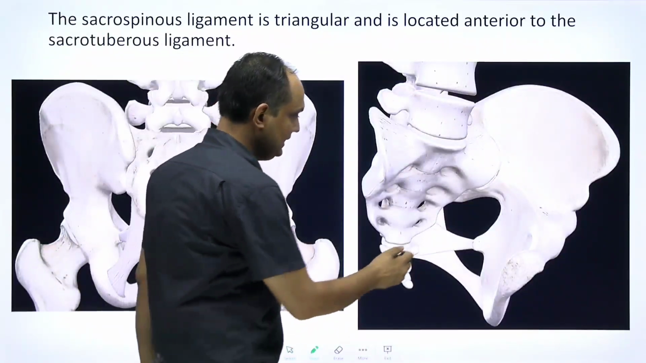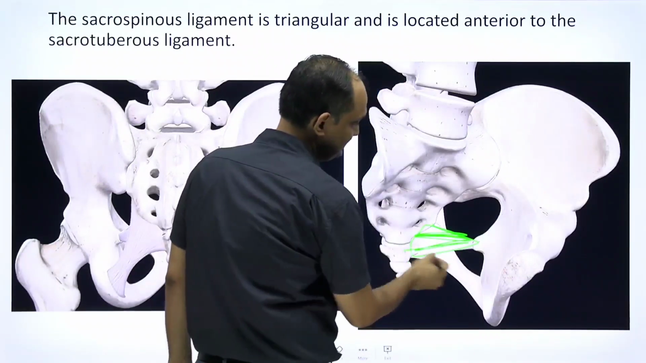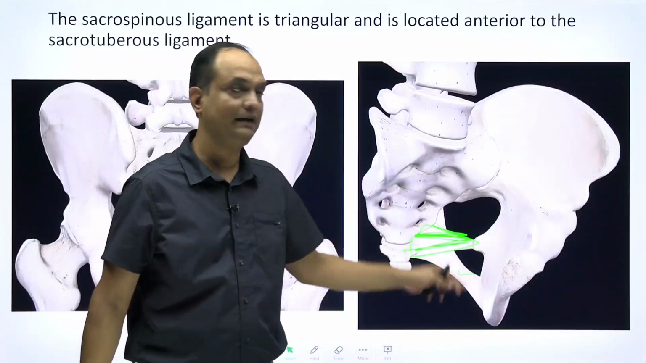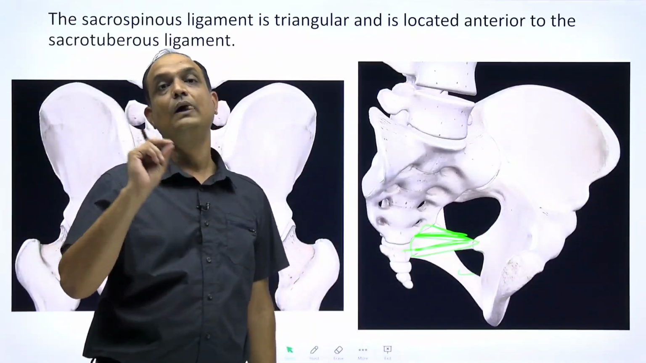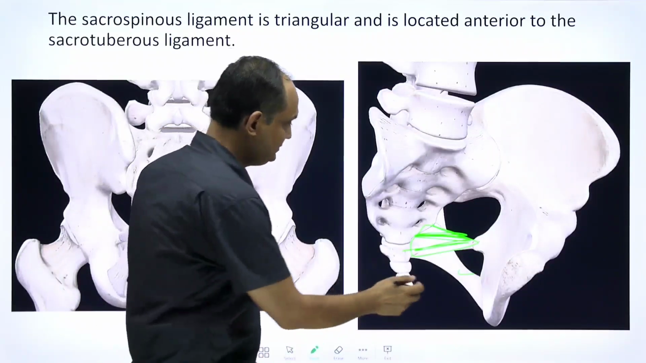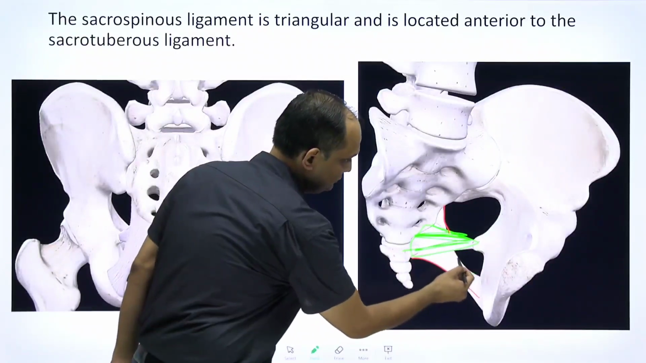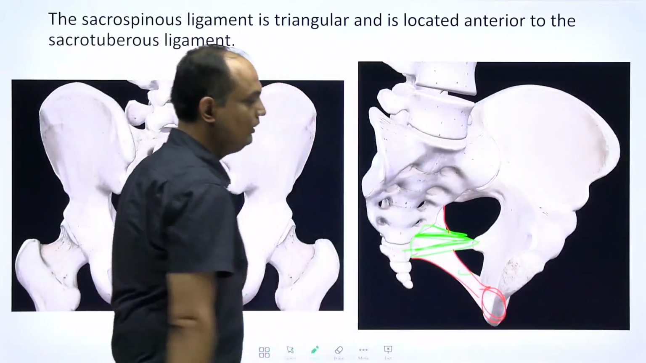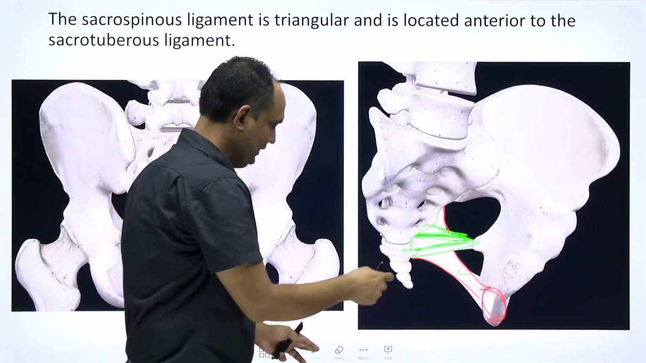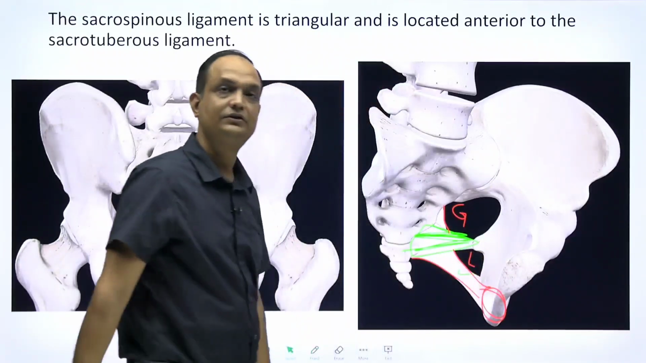Now this is the right side triangular ligament, which lies superficial to the other ligament. This triangular ligament is known as the sacrospinous ligament, and the ligament which lies deep to this is known as the sacrotuberous ligament. It goes up to this tuberosity of the hip bone. Now this triangular ligament converts the notch into two parts: the greater sciatic notch and the lesser sciatic notch.